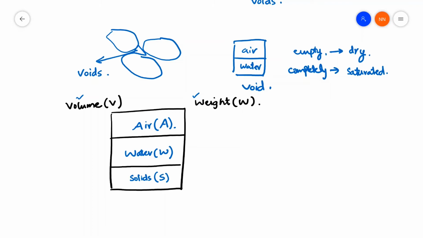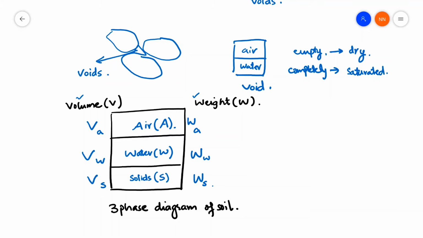In the volume side we have these subscripts: A for air, W for water, and S for solids. So we have VA, VW, and VS. And similarly on the weight side we have the weight of air, the weight of water, and the weight of solids. So this is the general three-phase diagram of soil.